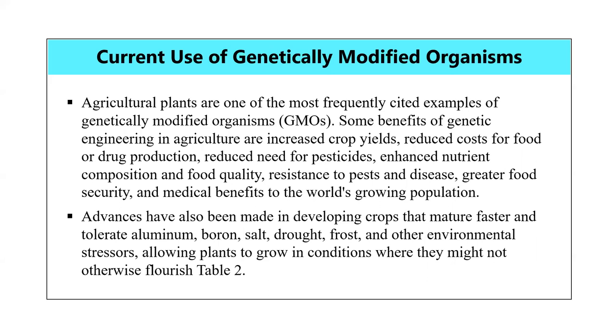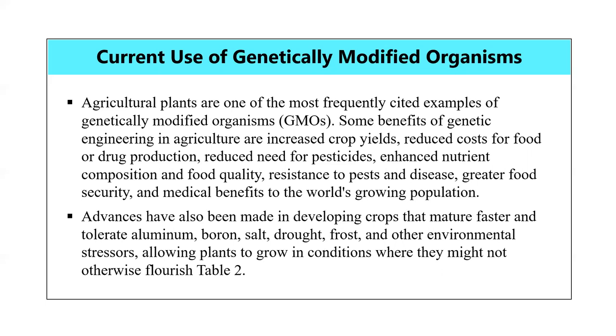Agricultural plants are one of the most frequently cited examples of genetically modified organisms. Some benefits of genetic engineering in agriculture include increased crop yields, reduced cost for food or drug production, reduced need for pesticides, enhanced nutrient composition and food quality, resistance to pests and diseases, greater food security, and medical benefits to the world's growing population.